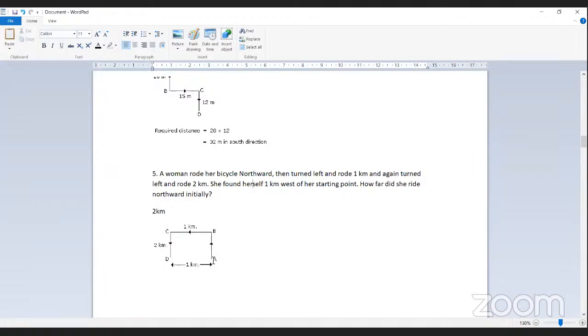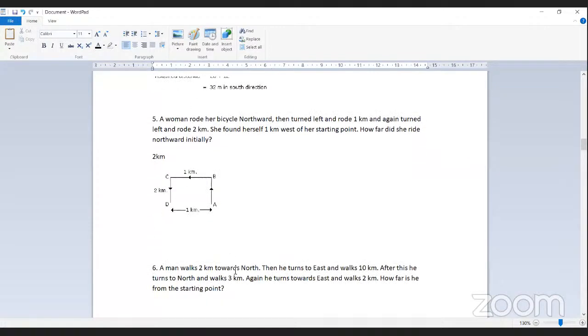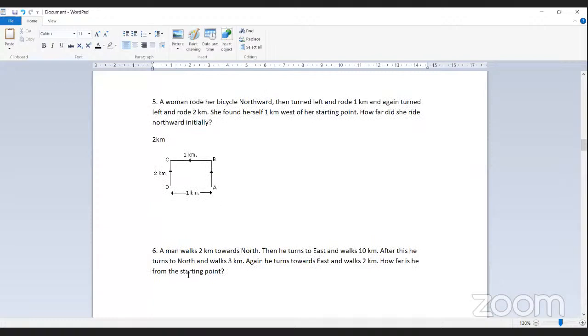So the starting point is here, 1 kilometer west. This is 1 kilometer, and they're saying exactly west. That means the AB distance is 2 kilometers. How far did she ride northward initially? So 2 kilometers. Okay, any doubt? No, ma'am. Okay. Try the sixth one.